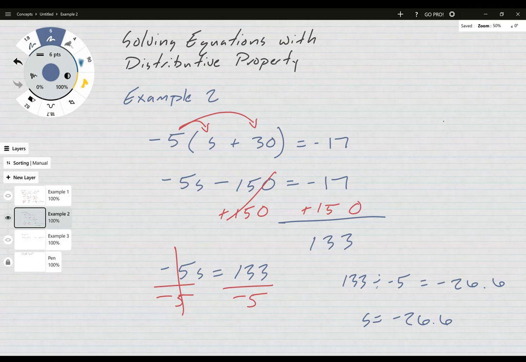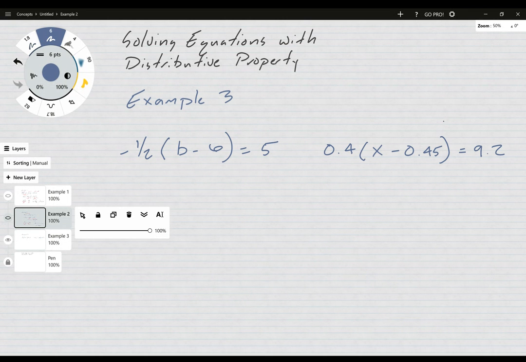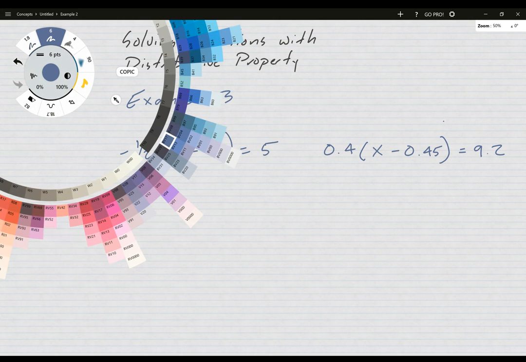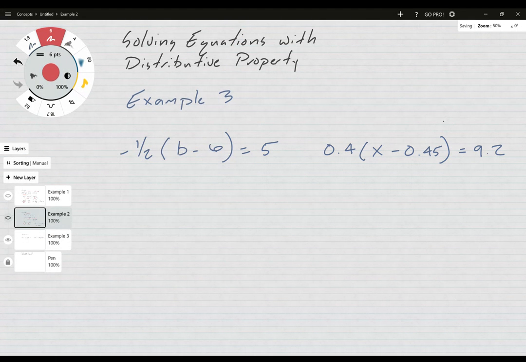Okay, I've got two more. Let's move to the next ones. But now we're going to have fractions and decimals. And it's just the same process. We're using the distributive property by multiplying our coefficient on the outside to each term on the inside. So let's start with the first one. I have negative 1/2 multiplied by (b - 6) equals 5.